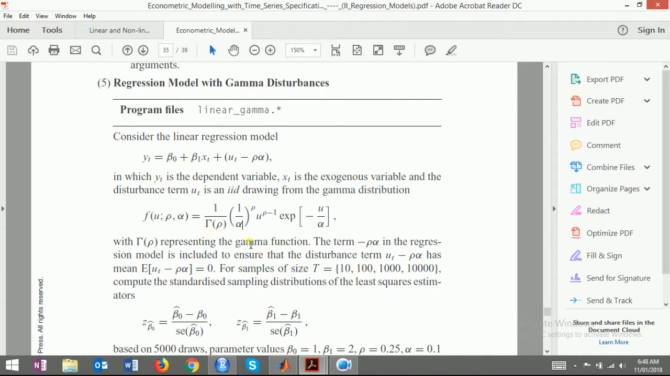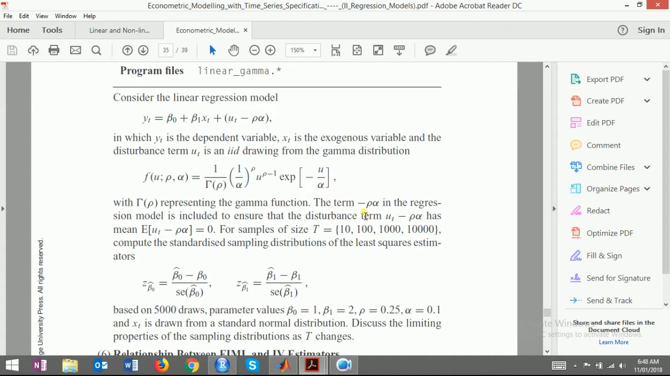We don't need to remember the gamma density because the functions are there in both MATLAB and R, with gamma rho representing the gamma function. The term minus rho alpha in the regression model is included to ensure that the disturbance term ut minus rho alpha has a mean 0, for samples of different size. We are talking about 10, 100, 1000 and 100,000. Compute the standardized sampling distribution of the least squares estimators.